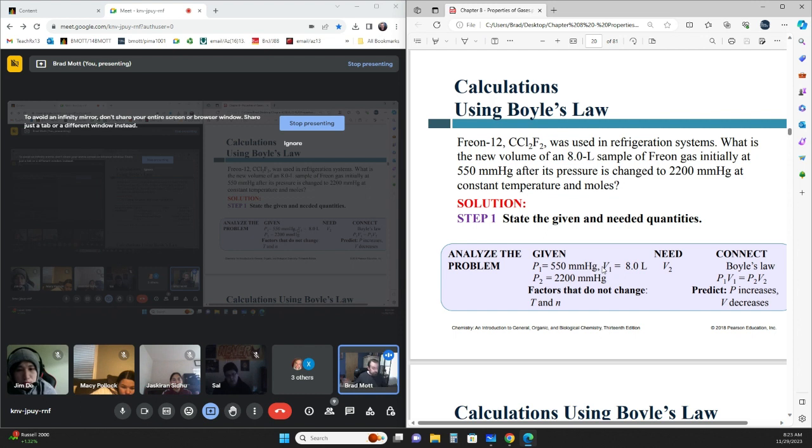Okay, let's do our first calculation. Freon is a refrigerant used in most refrigeration systems, certainly in your car. They have some other gas they use now, but Freon was the big one for years. What is the new volume of an 8-liter sample of Freon gas, initially at 550 millimeters of mercury, after its pressure is changed to 2,200, if we're keeping the temperature constant and the number of moles of gas constant?